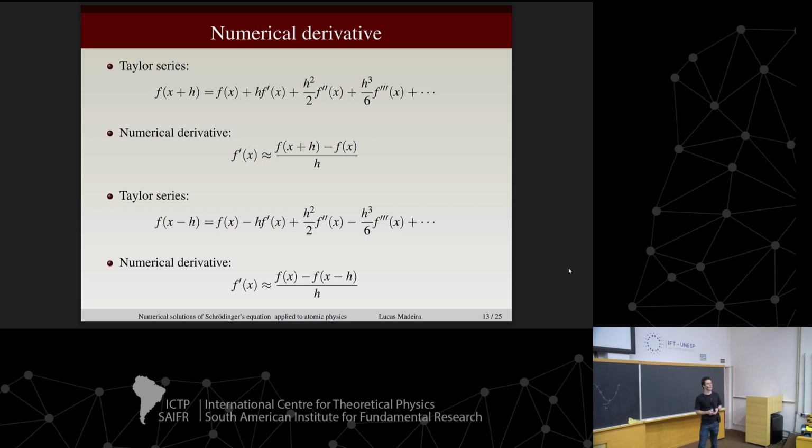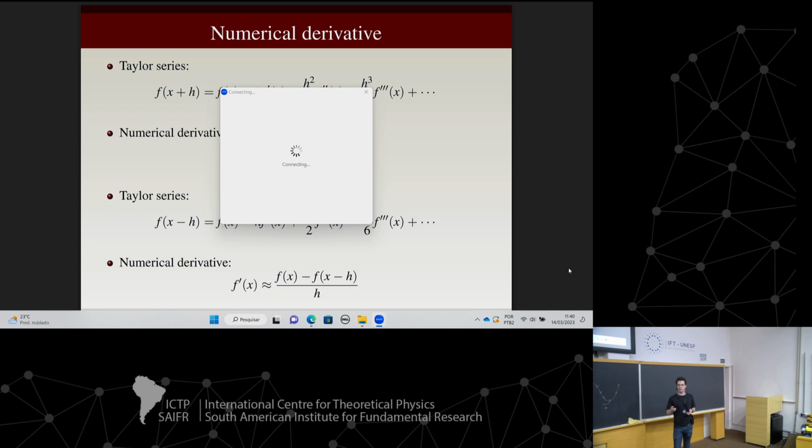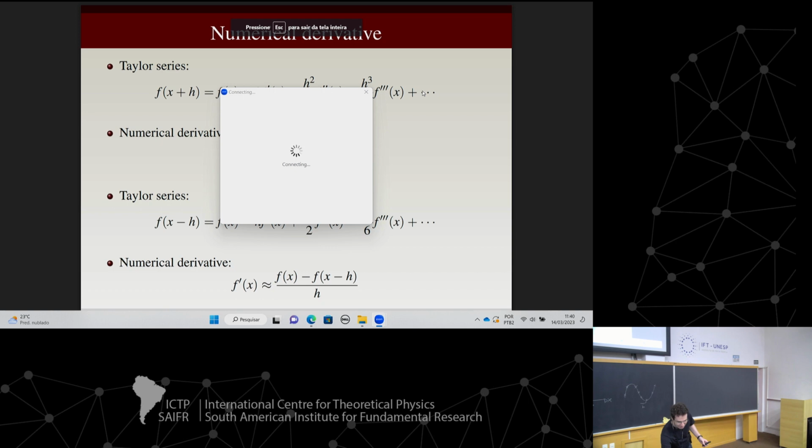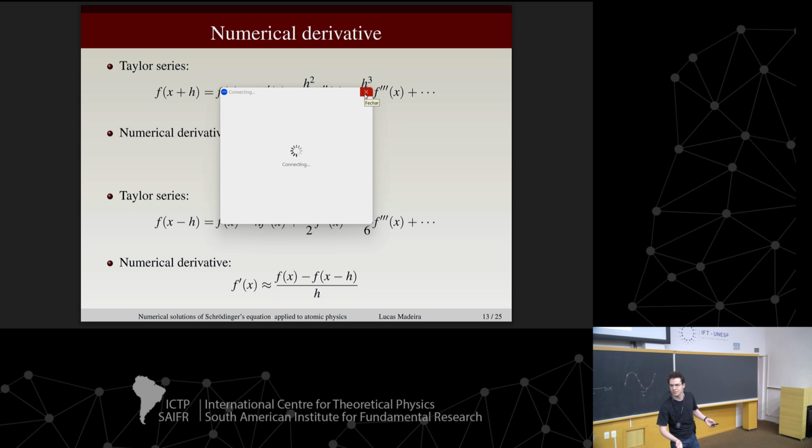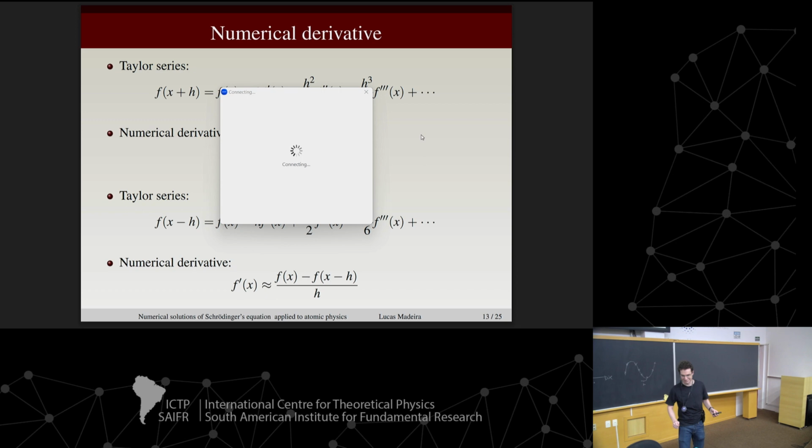Okay. So I threw away everything that had order h squared and higher orders. Can I write expressions for the numerical derivative that are more precise than this? Roman, can I close this? This is not a physics problem.